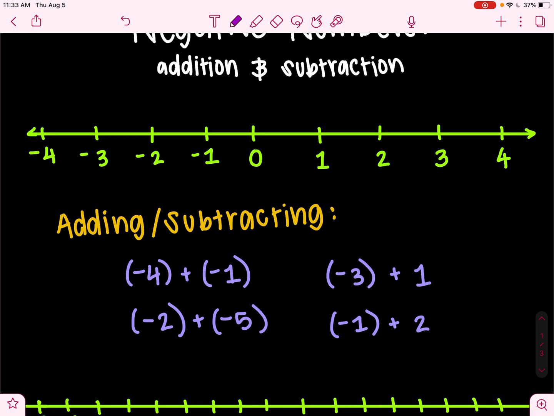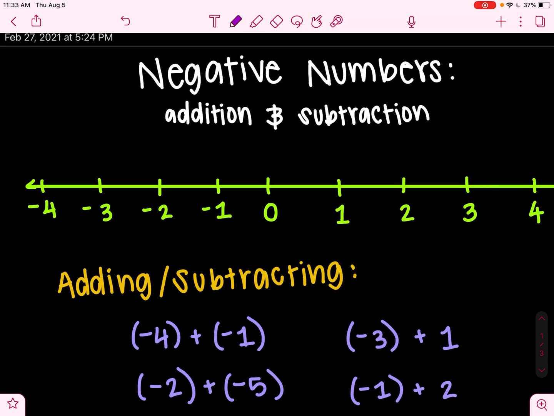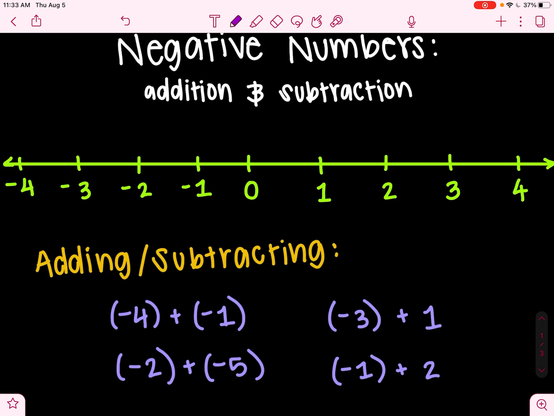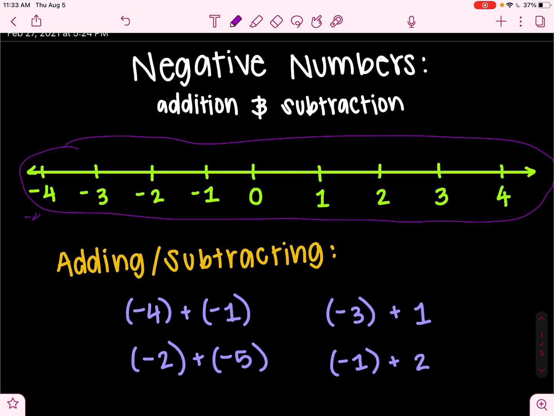So to start off this process of working with negative numbers, we're going to look at it through a number line. And if you don't know what a number line is, it's basically this line in green. And as you can see, there are a bunch of numbers on it, ranging from -4 all the way to +4. And as you can see, they are arranged in terms of least to greatest.